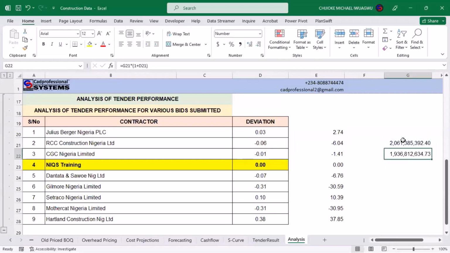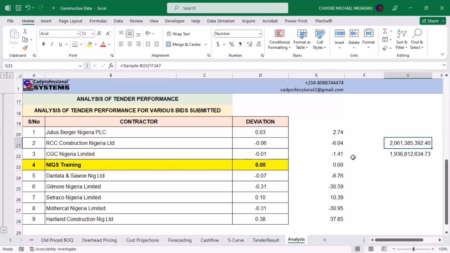It simply means that if I have bidded a job of 2.061 billion and I am bidding against RCC, whom I have noted over time, I've tracked their performance against my performance over time, and I discovered that their performance is always on the average of 6.04% lower than my own. It simply means that if I want to beat RCC on my job, I need to go lower than this 6.0 something percent, because that is the trend of their performance over time.